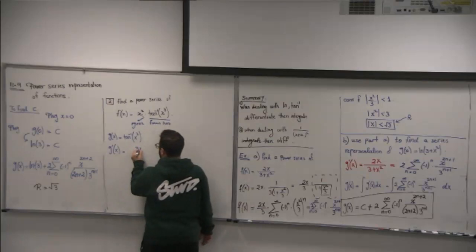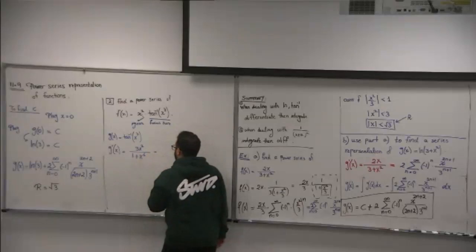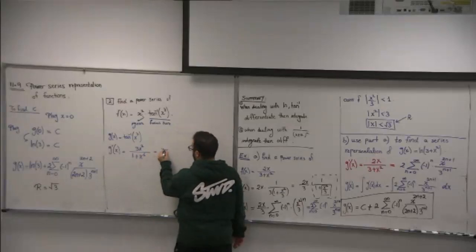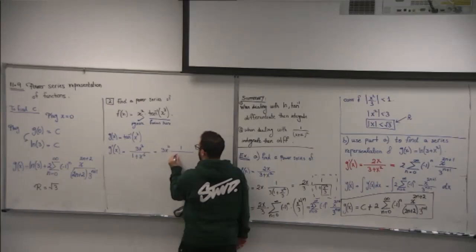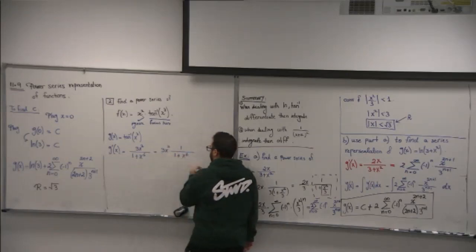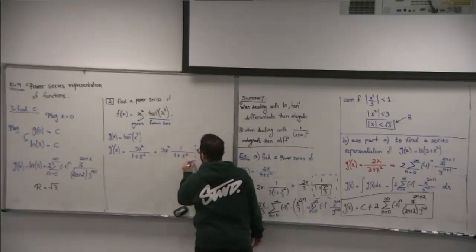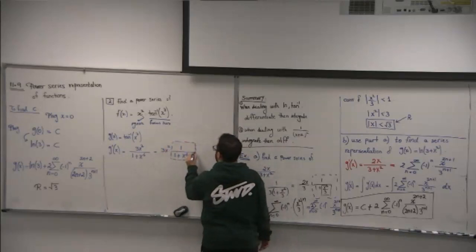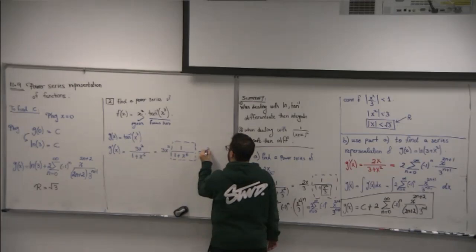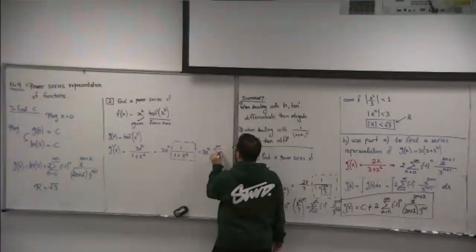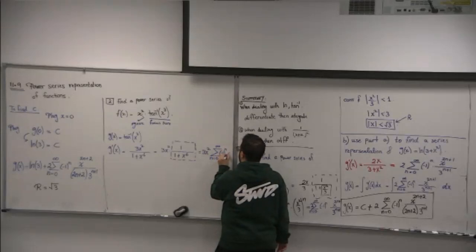So g prime of x is what? The derivative of the inside over 1 plus the inside squared, which is equal to 3x squared times 1 over 1 plus x power 6. Now I can write this as a series. So this is 3x squared, summation n equals 0 to infinity, minus 1 power n, x power 6 power n.